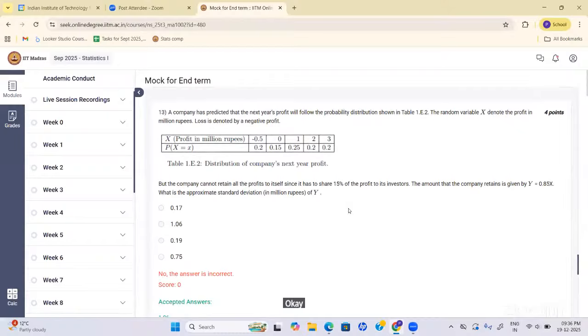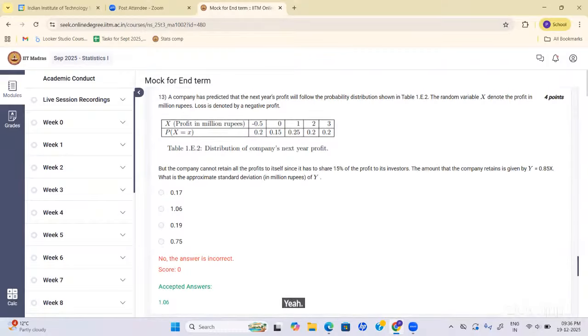Okay, so tell me, how will you solve this question? What do we have to find here first? Standard deviation. Yeah, standard deviation of what will you find first?